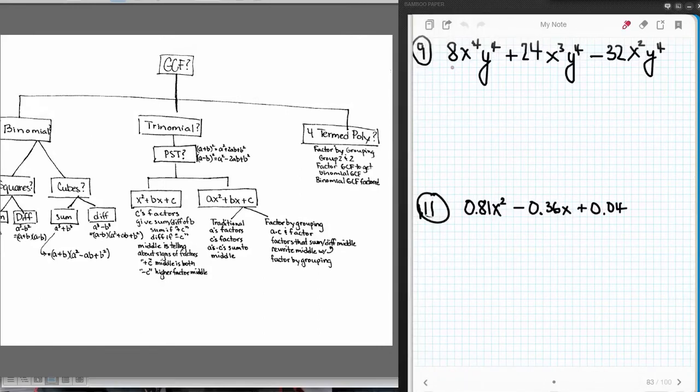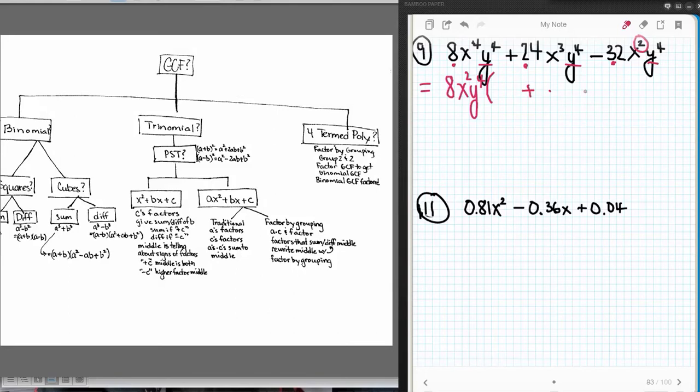Problem number 9, the first thing I see is that I have a lot of variables, and so that leads me to believe that I might have a GCF. So I see, in fact, that there's a y to the 4th power in every single term. So I know I'm going to take out at least a y to the 4th. And then I also see there's an x in every term, so my lowest exponent is an x squared, so I know I'm going to take an x squared out. Now I also notice that there is an 8 in common in every term, right? This 32 has an 8 in it, 24 has an 8 in it, and 8 has an 8 in it. So I'm going to take out 8x squared y to the 4th.